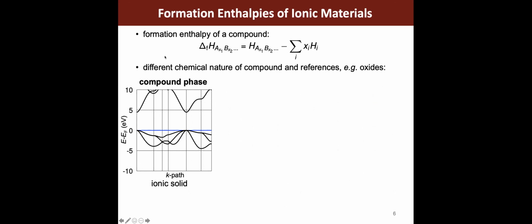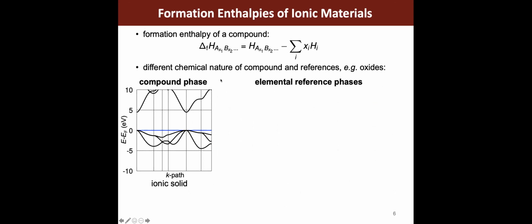Yes, and the point is when we go back to this formation enthalpy, we have this difference property in this case. And when we look at an oxide, let's take magnesium oxide, the band structure of the compound looks something like this. So it is a ceramic insulator with a very large band gap.